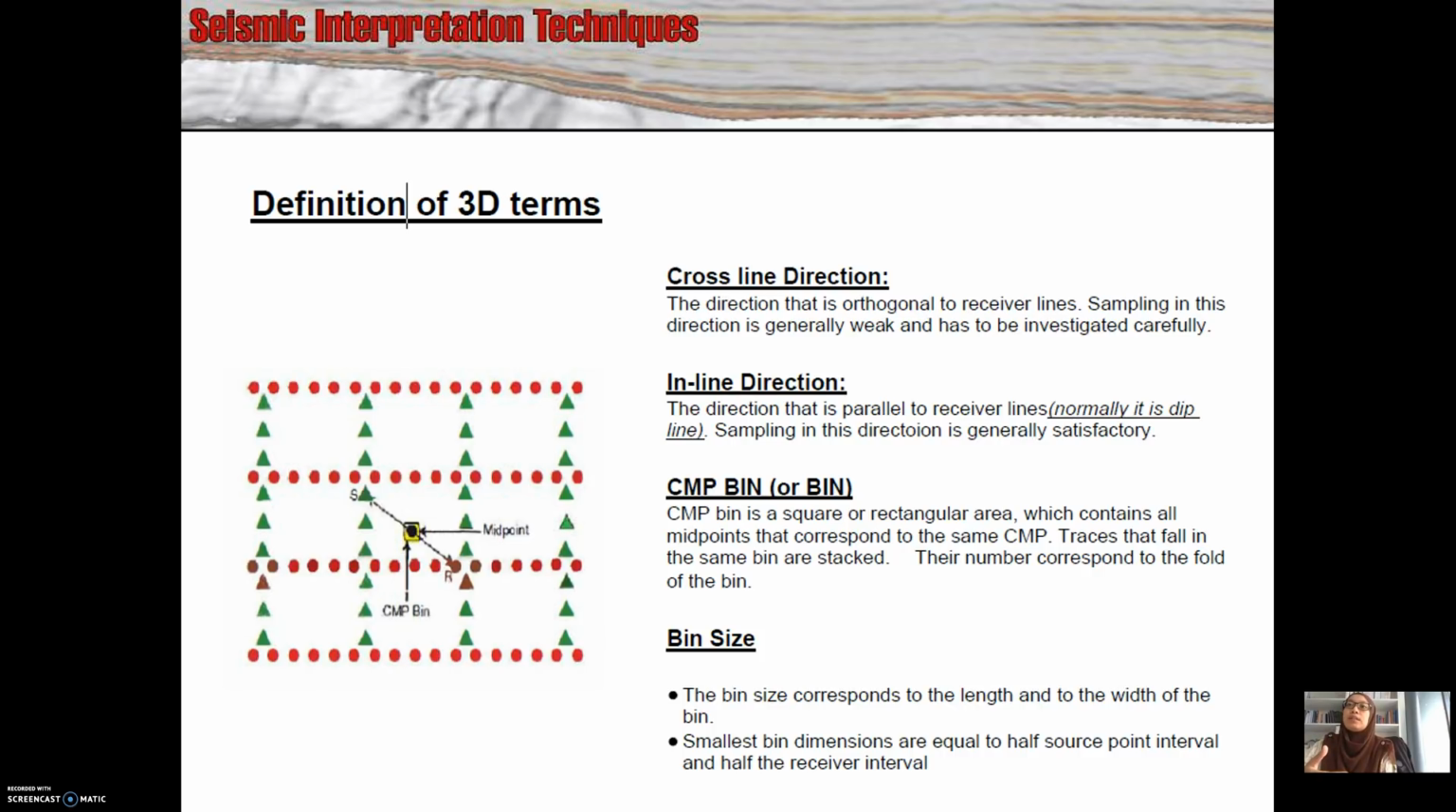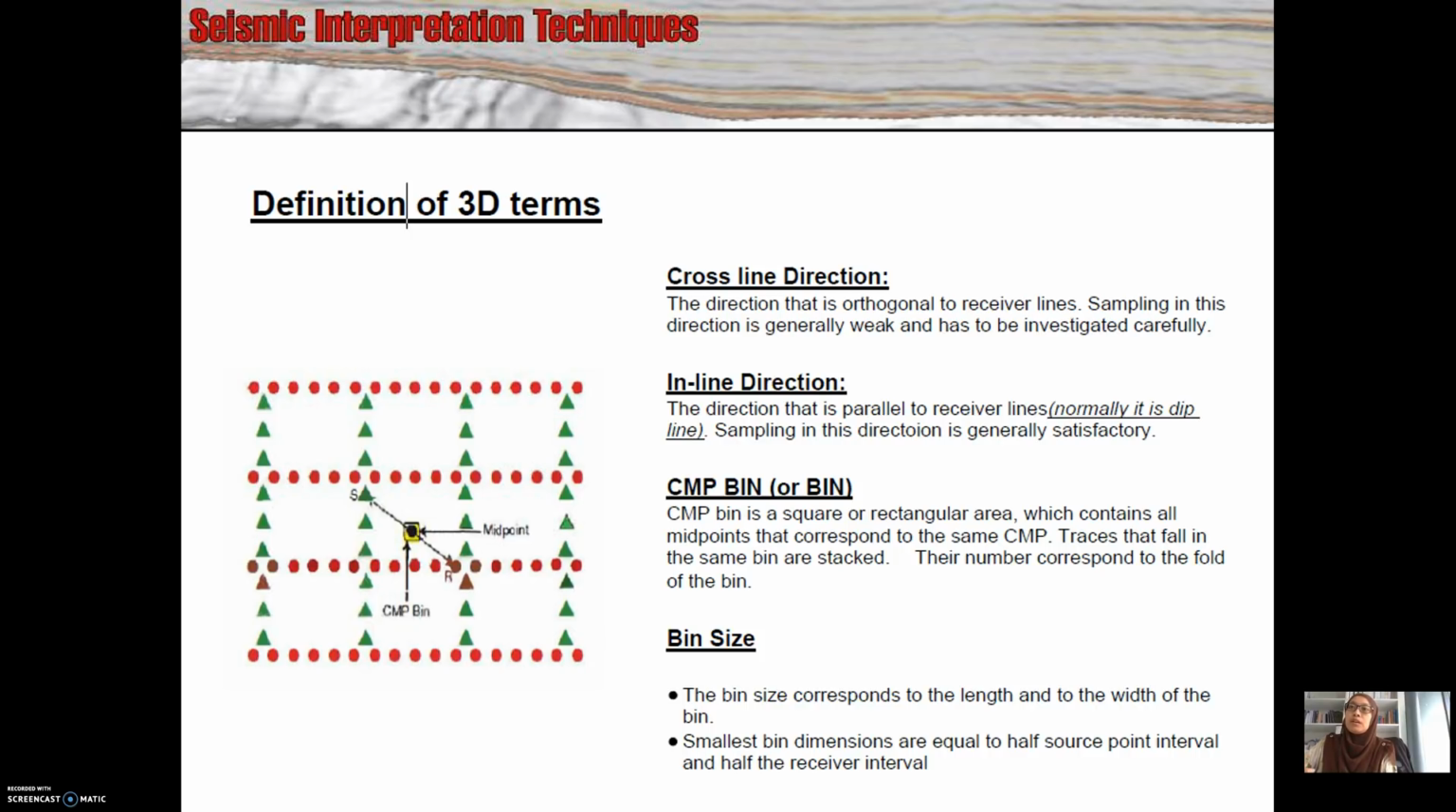The cross line is the direction that is orthogonal to the receiver lines. Sampling in this direction is generally weak and has to be investigated carefully. Remember, we did not acquire the data in the cross line. For the cross line, we actually combine our data to be in the cross line direction. The inline direction is parallel to the receiver, and usually it is the dip line. Sampling in this direction is generally satisfactory, very good.